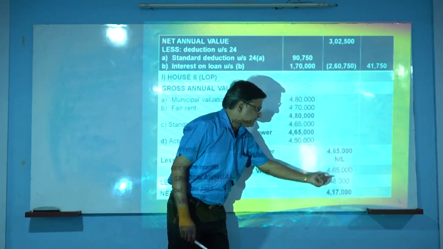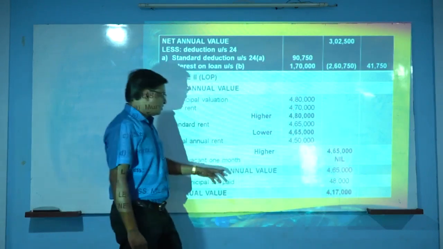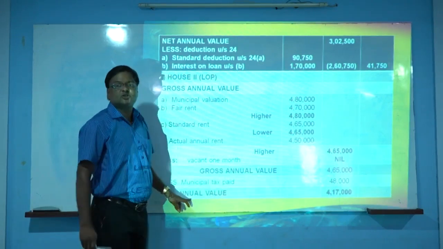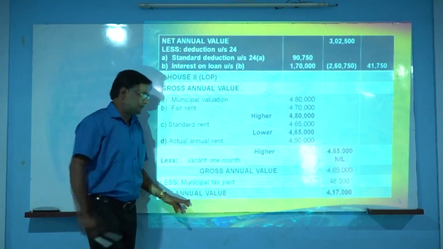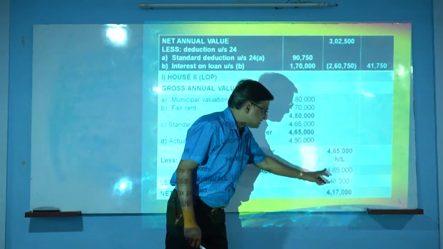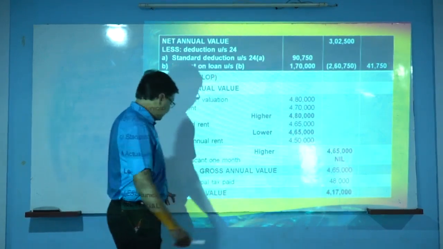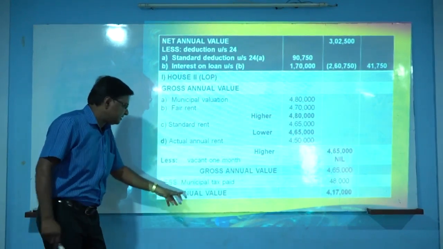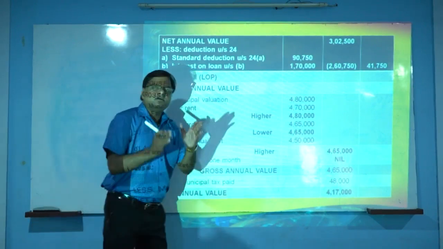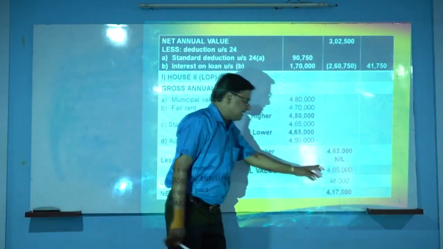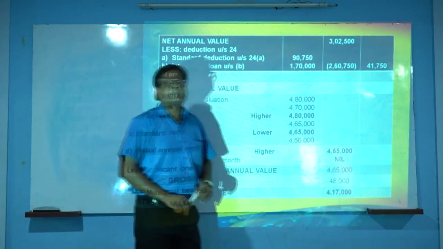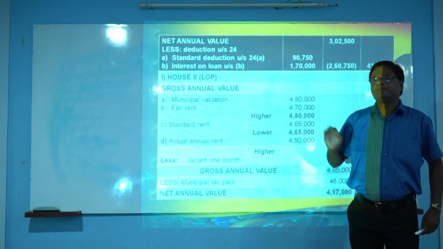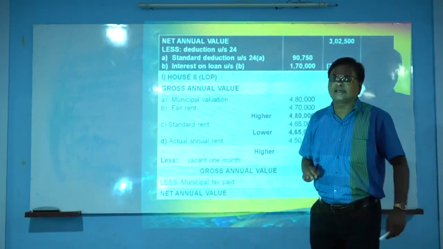Then 4,65,000 minus 48,000. Gross annual value minus municipal tax paid, that balance remains, it is called a net annual value. Net annual value of this second house is 4,17,000. 4,17,000 net annual value आले. मग याच्यातून आपल्याला डिडक्शन्स वजा करायचे आहेत. नेक्स्ट स्लाइड.